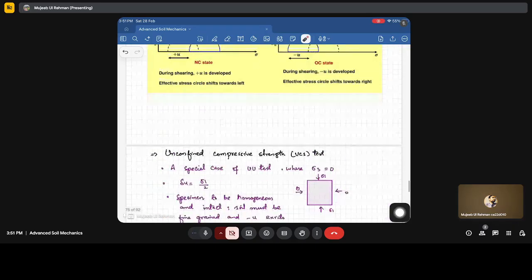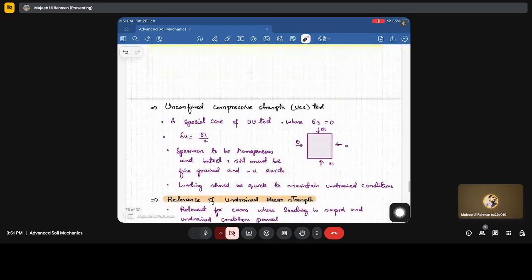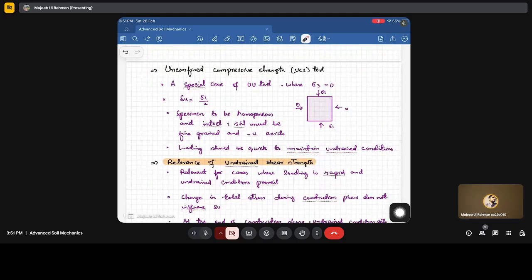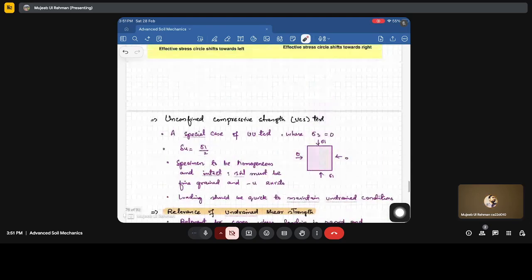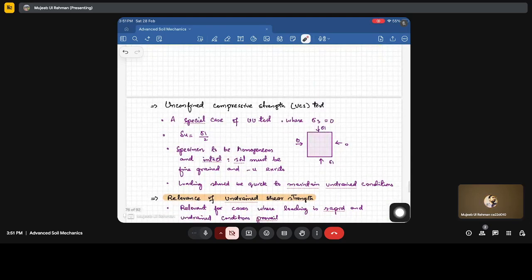Now one more test, which is kind of a subset of the unconsolidated undrained test, is the unconfined compressive strength test. In this test we are not applying the confining stress at all. After saturation, we simply apply the deviatoric load. We bring the sample without confining it and apply the failure load, the deviatoric stress. The sample should be able to stand on its own. It should not need any kind of confinement.